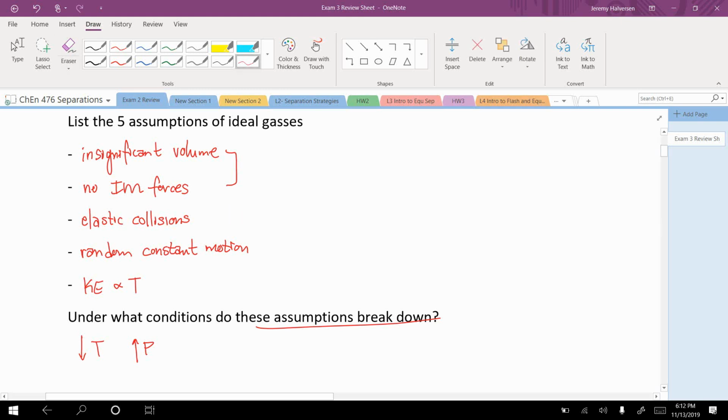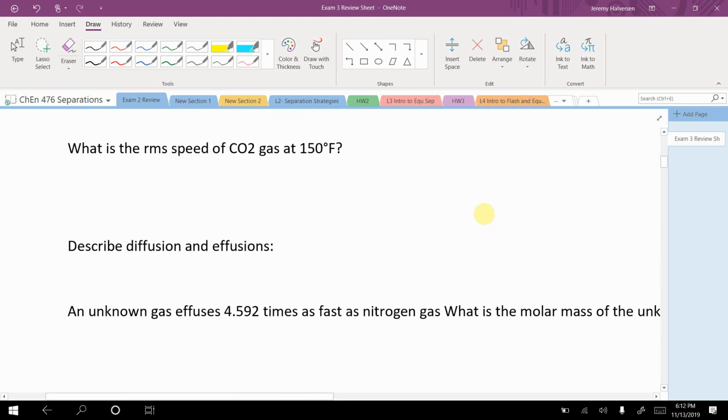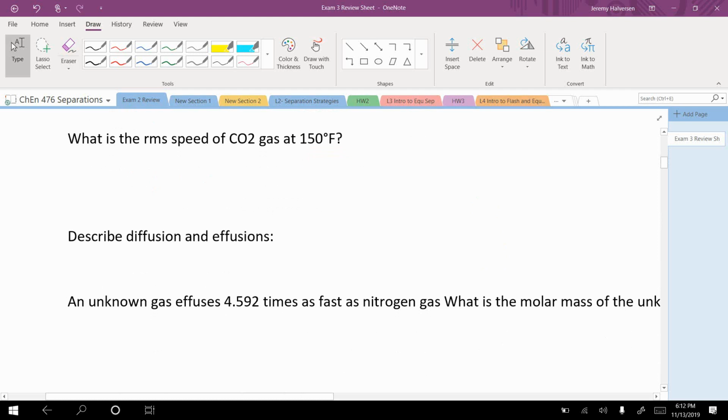So, okay, shall we? All right, so what's the root mean square speed of CO2 at 150 degrees Fahrenheit? Ready, go. That's a great question. How many of you are like, I don't even know what to do? Okay, so when you're taking a test and you're like, I don't even know what to do, what do you do? Yeah, you go to the equation sheet.